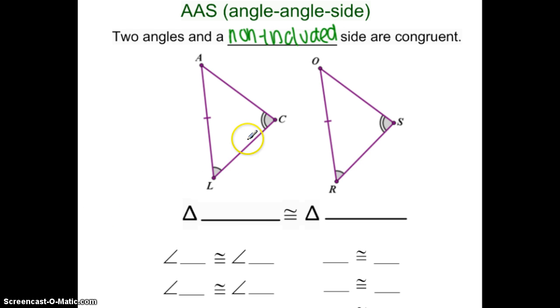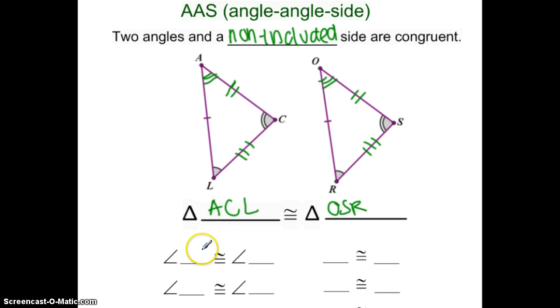Okay, if we have two angles and a non-included side congruent, which we do, angle, angle, side, angle, angle, side, and they all match up, then we can say that the rest of these parts are congruent as well by CPCTC. Okay, so I'm just going to go ahead and fill all these in. Match everything up with each other. So let's call this triangle ACL. Okay, ACL. So this triangle is going to be called OSR. I'm lining up all of my angles with each other.